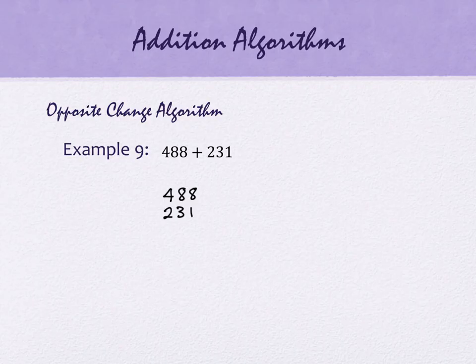I really am going to look at the 8 and the 1. Which one's closer to the next value up? And 8 is, right? So I'm going to add 2 to the 8. But if I add 2 to something, I have to compensate by subtracting 2. So you add a little, you have to subtract a little. So 488 will become 490. But what will 231 become? 229.